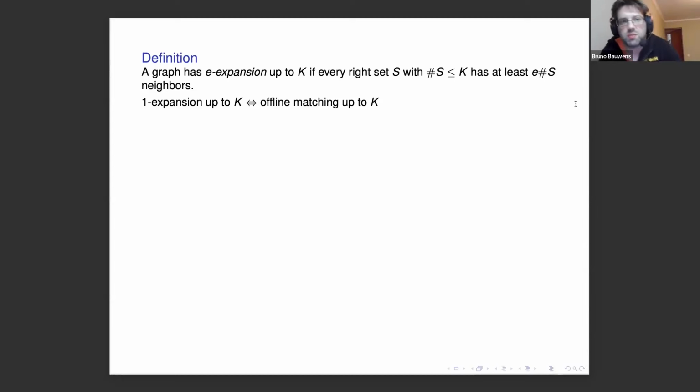Okay, let us first start with a formal definition. A graph has E expansion up to K if every right set S with at most K elements has at least E times size of S neighbors. So that should be clear. And so Hall's theorem says 1 expansion up to K is equivalent to offline matching up to K. And now let us present the next slide.